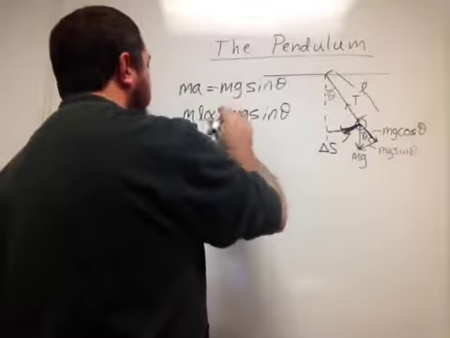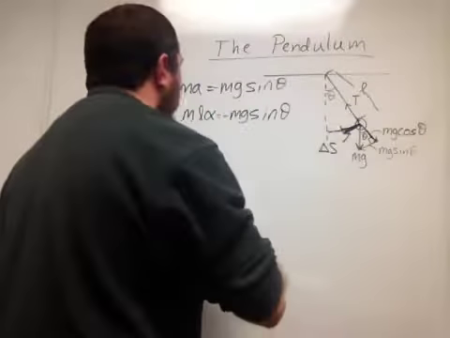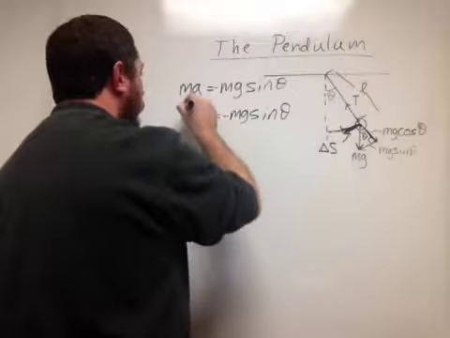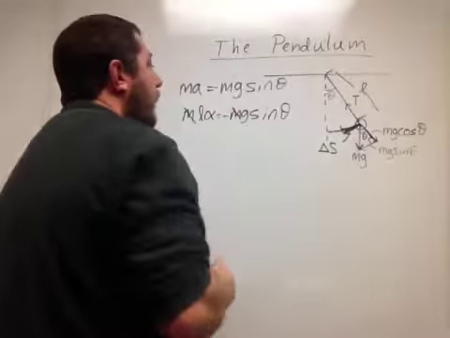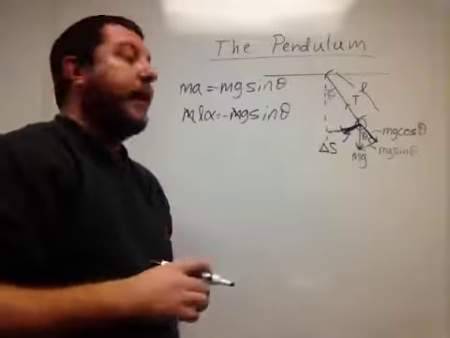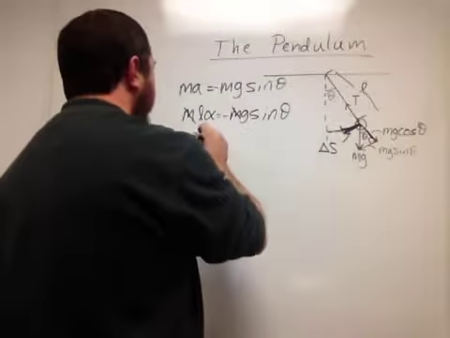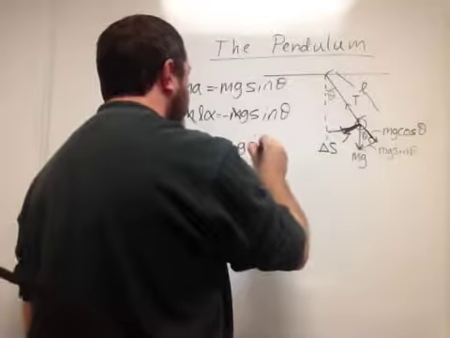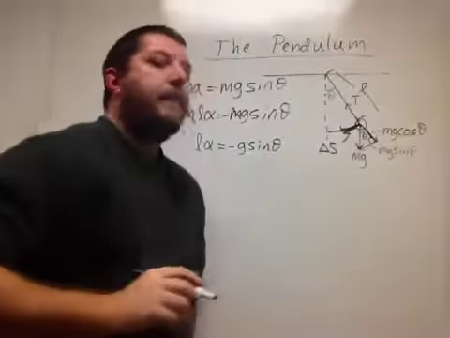So we insert our negative sign in both equations, and if the string is massless, then the only mass that we have to worry about is the pendulum bob, so those m's must be the same, they can go away, and we have L alpha is equal to negative g sine theta. Okay?